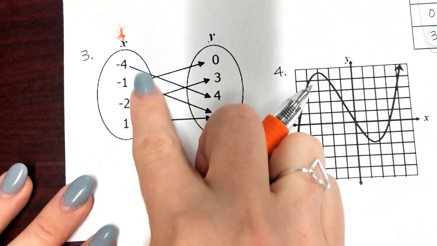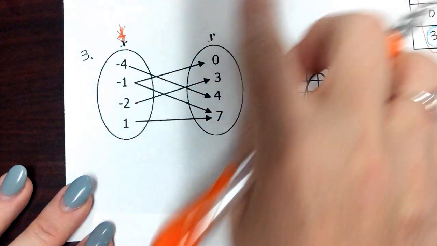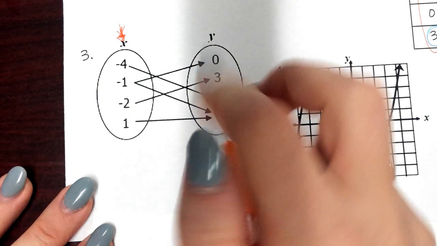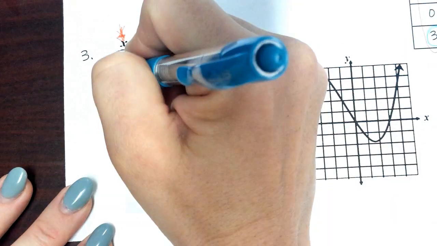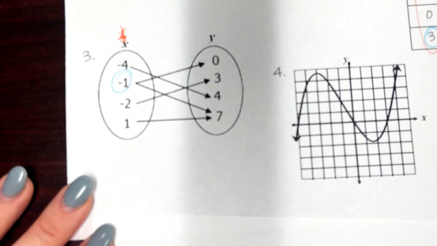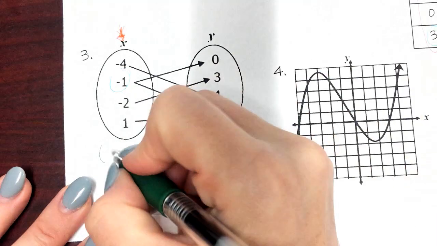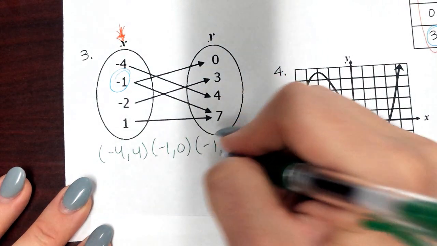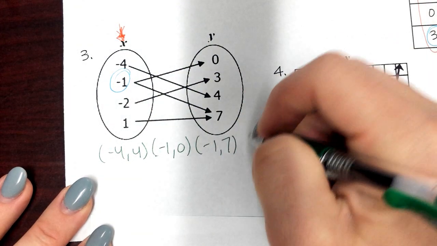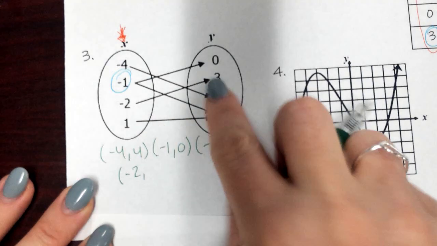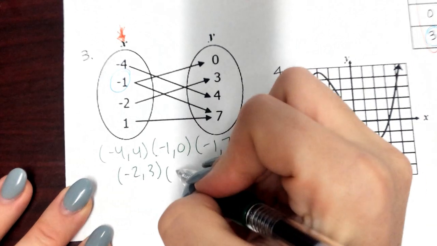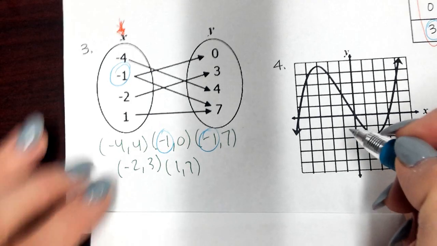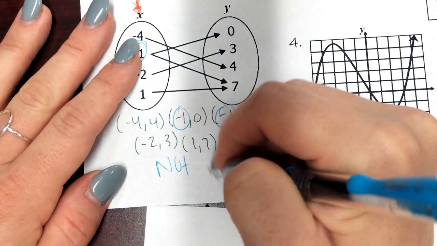Let me write it out as ordered pairs for us to see it better. If we see an x going to 2 or more y's, then we've got a repeating x, and it's not a function. So if I rewrite these as ordered pairs, we've got (-4, 4), (-1, 0), then (-1, 7), then (-2, 3), and (1, 7). Here we can clearly see we've got this -1 and this -1. So again, this is not a function.